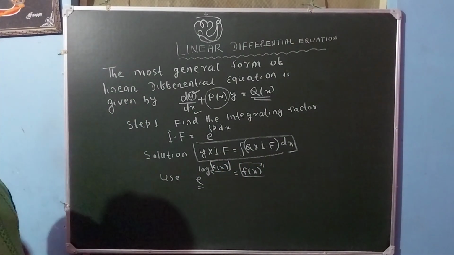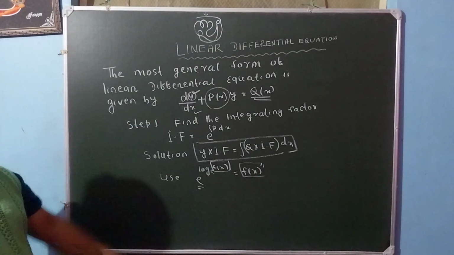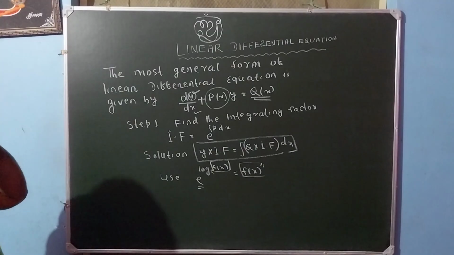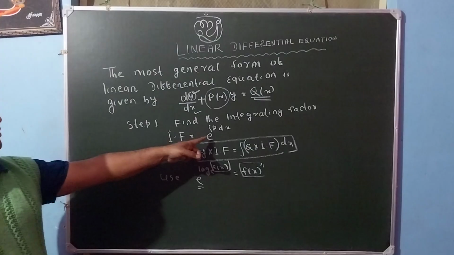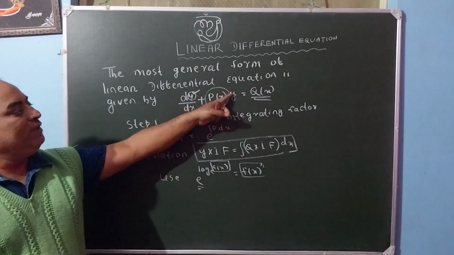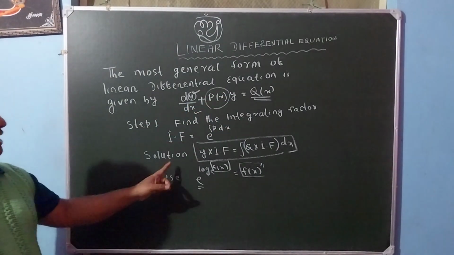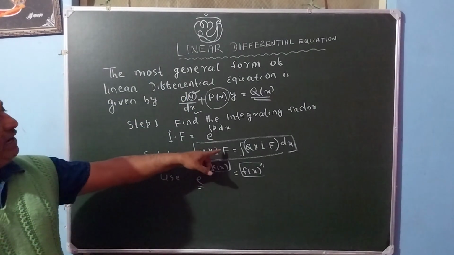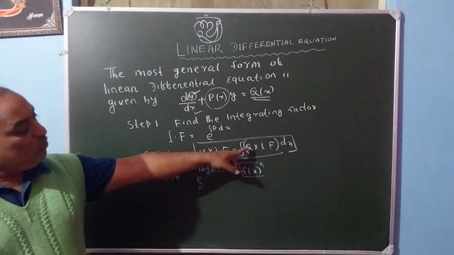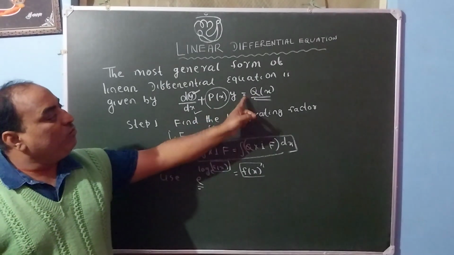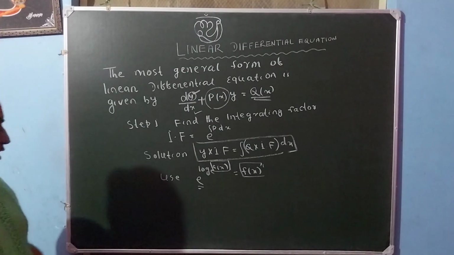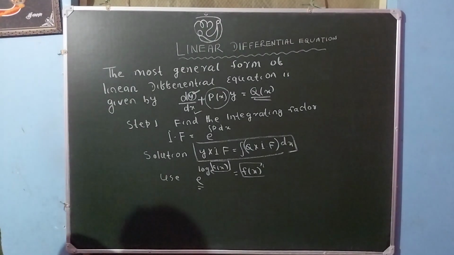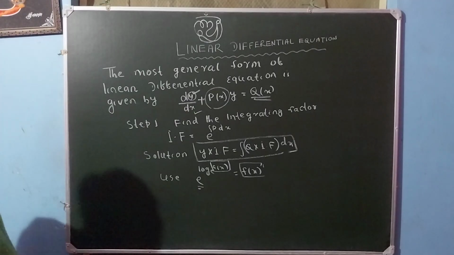Okay. So this is the most general form of linear differential equation of type 1: dy/dx plus P(x) y is equal to Q(x). First of all, you have to find the integrating factor, IF, equal to e to the power integral P dx. P means whatever may be here. The solution means y, the dependent variable, into integrating factor is equal to integral of Q into integrating factor dx. Q means whatever is there. So this is the most general form of linear differential equation. Using this, how can you solve the problem?